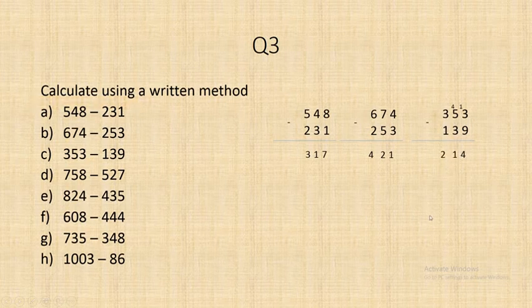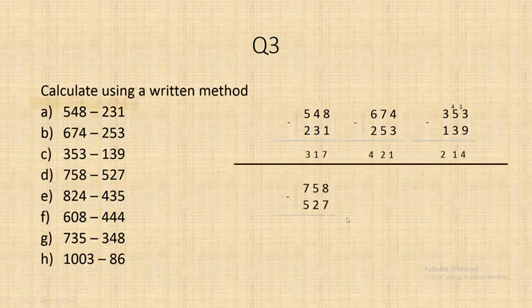Okay? Okay, let's have another one here for borrowing again. So 758 minus 527, it's going to be 8 minus 7 equals 1. Easy. 5 minus 2 equals 3. Very easy. And 7 minus 5 equals 2. So the answer is 231.